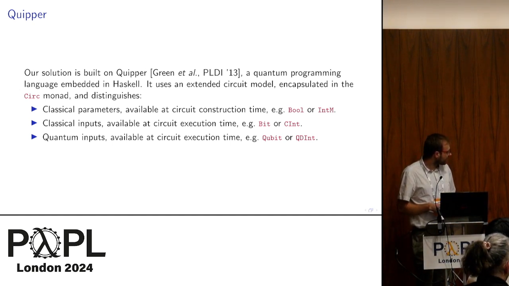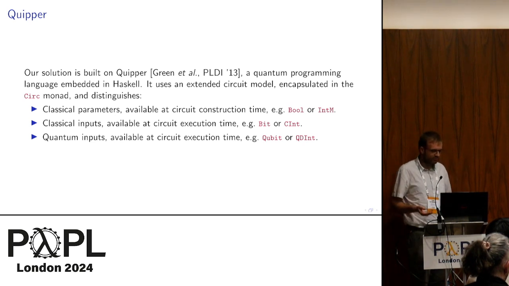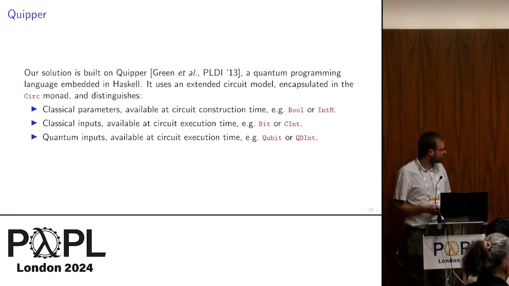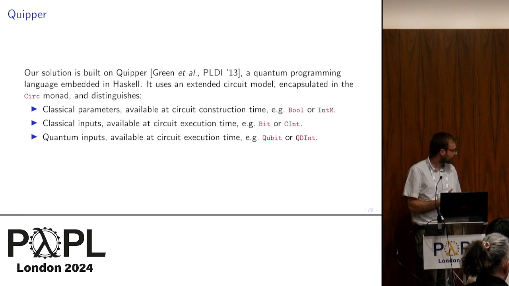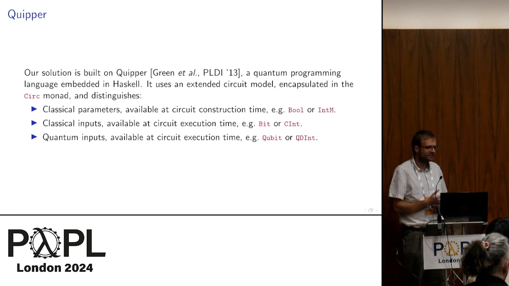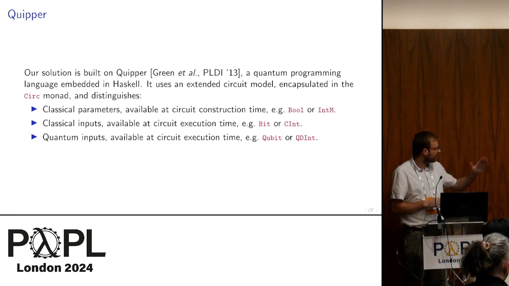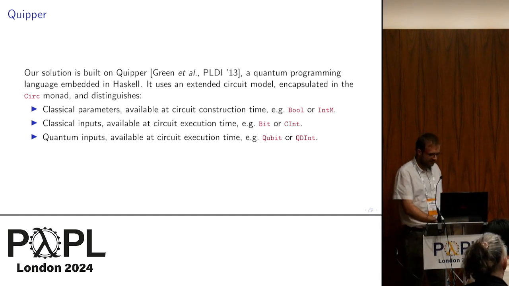And then the values that are available only at circuit execution time are called inputs. They can be classical or quantum. And so you have these families of types. So for Booleans, you have bool, bit, and qubit. And then it also provides other families. For example, for fixed length integers operating mod 2 to the n, you have IntM, CInt, and QDInt.